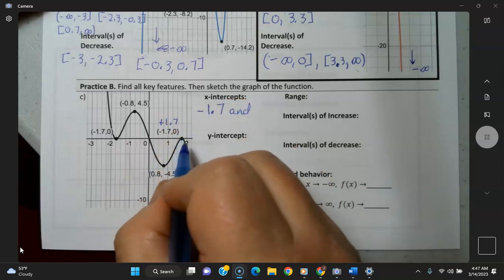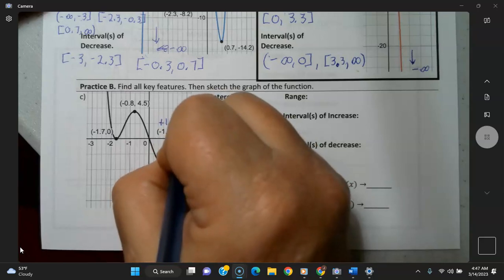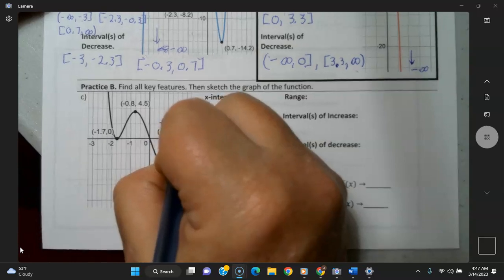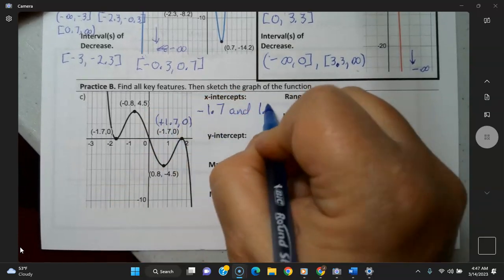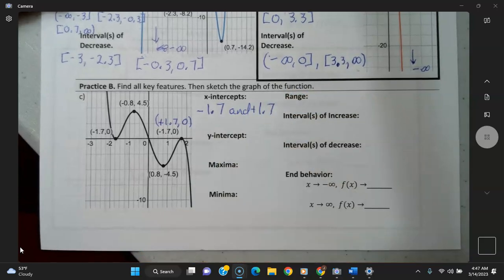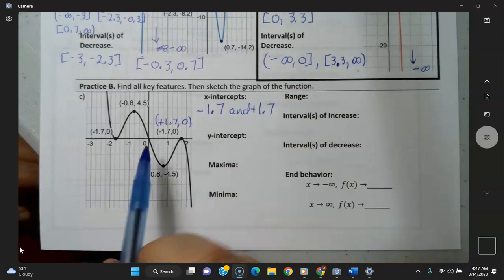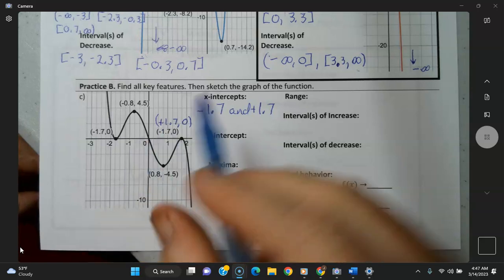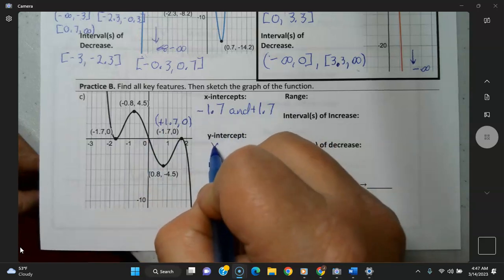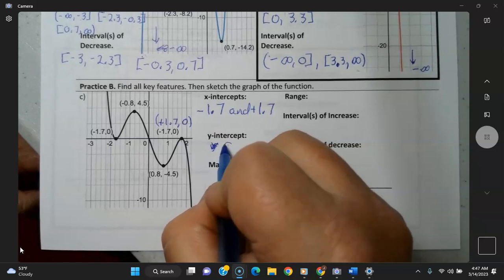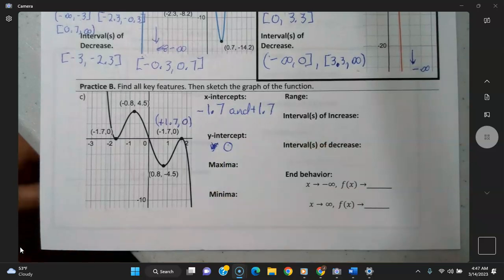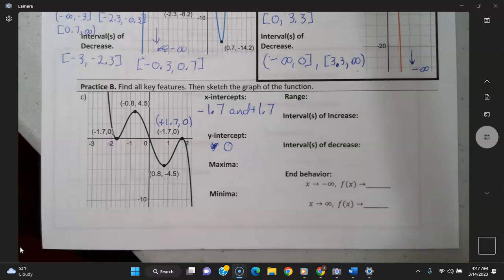And then it's 0 on the y-axis. An x-intercept is always 0 on the y-axis. Okay, so it's 1.7, not negative 1.7. So I'll just emphasize that. Y-intercept. You can only have one y-intercept, and that's at 0. At y equals 0. Excuse me, the y-intercept is at 0, excuse me. Okay. All right, maximum.